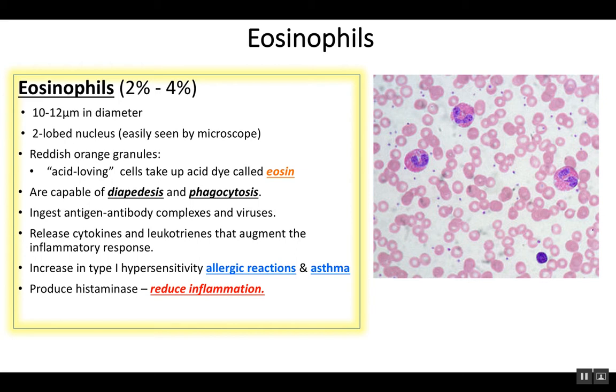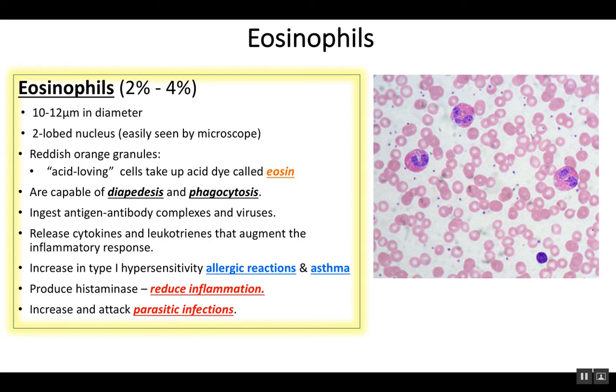They do this by releasing an enzyme called histaminase. This is an enzyme that breaks down histamine. Histamine is a major pro-inflammatory molecule. It produces an inflammatory response. Therefore, if you make an enzyme that destroys histamine, you will reduce inflammation. One other function of an eosinophil is they are found to have been able to destroy certain parasites, like some of the parasitic worms that can infect humans.